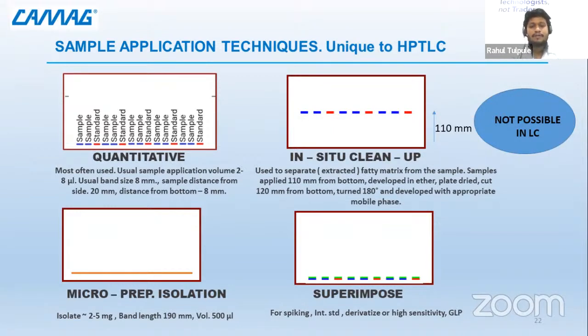Then when we talk about micro preparative isolation, this is done when we have to isolate a particular analyte from our sample. Then talking about superimpose. Superimpose is done for spiking, which means that when we have to identify or quantify an analyte from our sample, we superimpose that. It can also be done using the applicators.